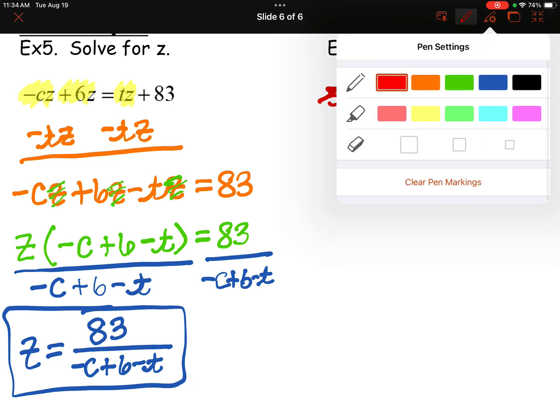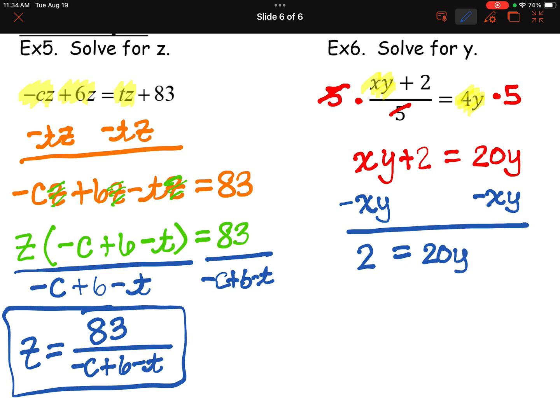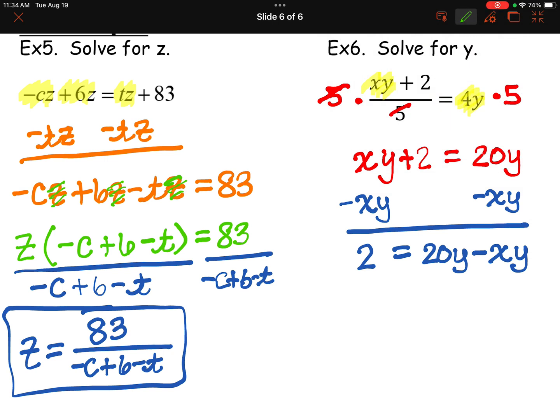So then next, I need to subtract xy. Subtract xy. So that's going to leave me with 2 equals 20y minus xy. Again, I need to take the y out of each of the terms. So now it's out. That leaves me with 20 minus x.